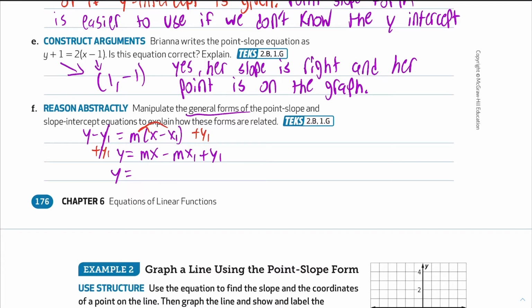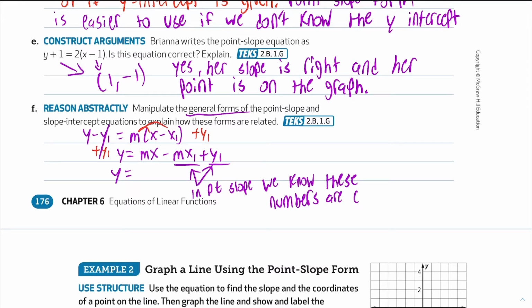Then, in point slope form, x1 is something that we know, and y1 is something that we know. And if we know their value, then we can plug in for them, and they're just regular constants. They're not variables whenever we're actually graphing or anything like that. x1 and y1 are not variables.